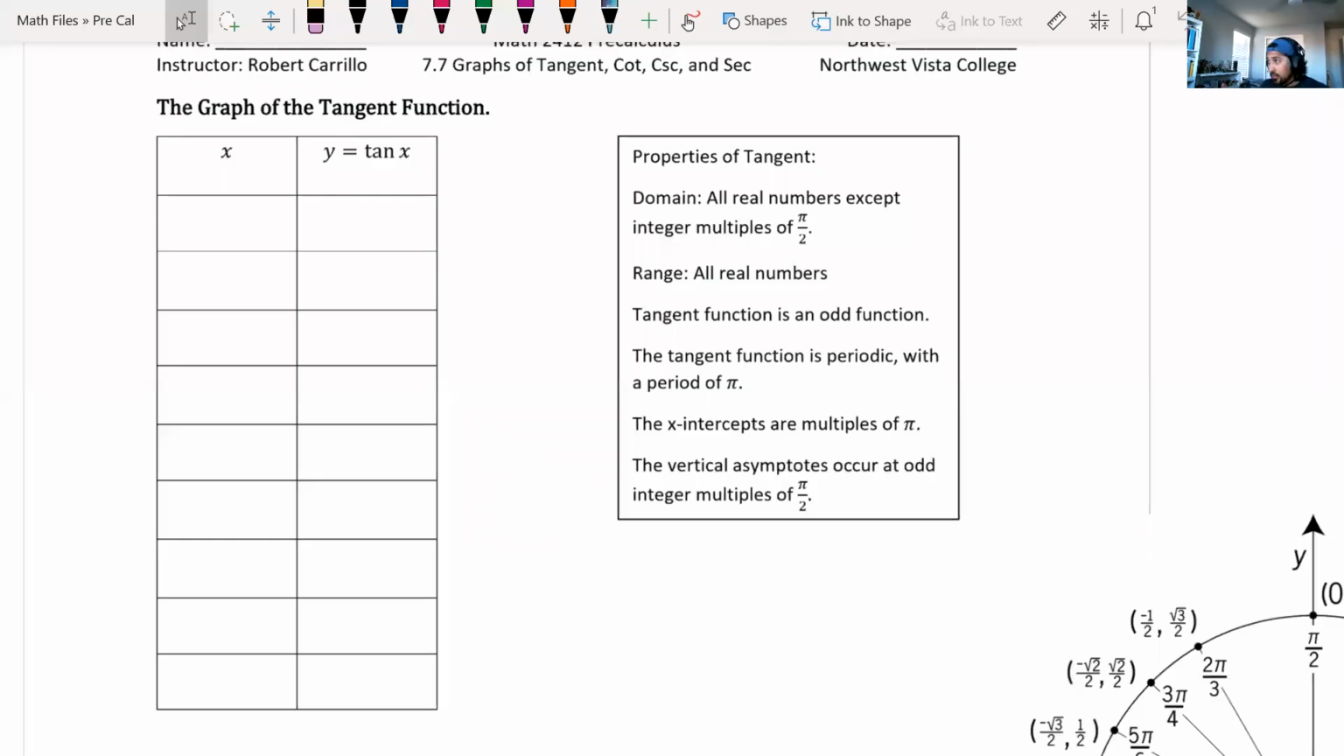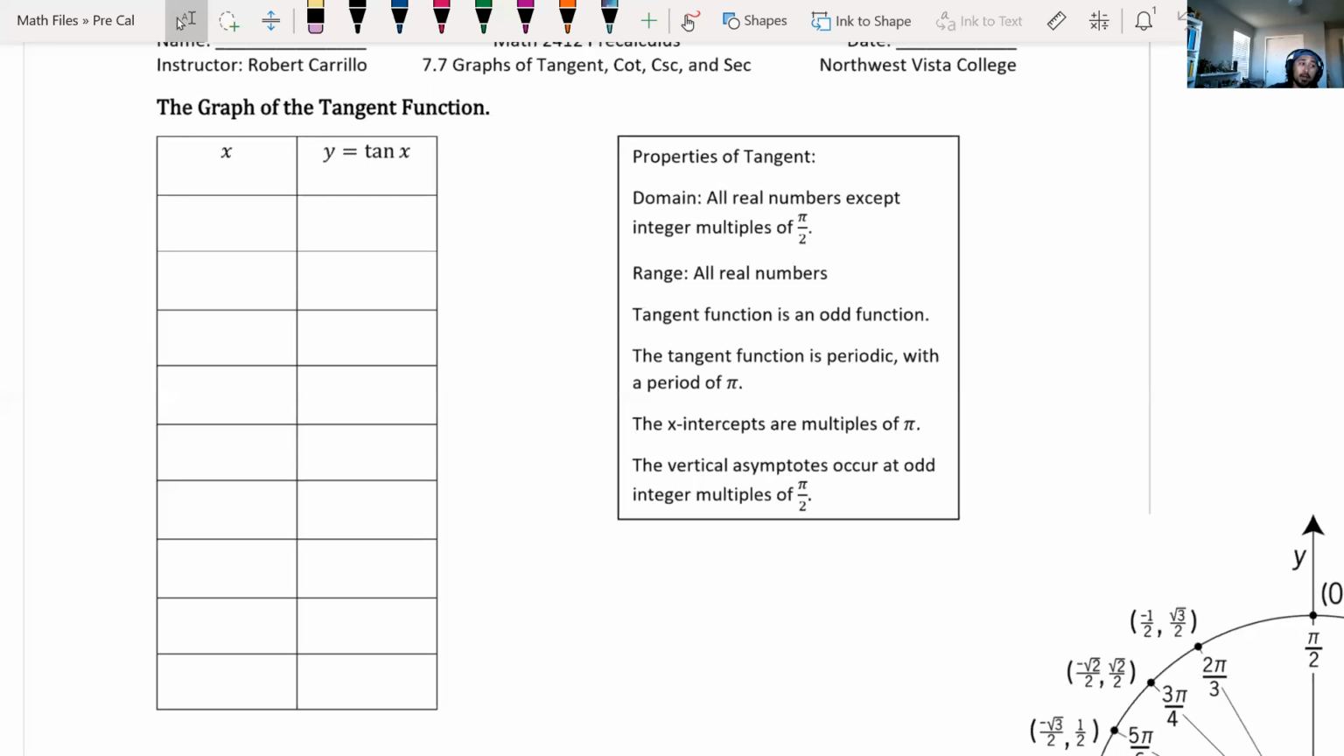So first we have the graph of the tangent function. The properties of tangent: the domain is all real numbers except integer multiples of pi over 2. The range of tangent is all real numbers. Tangent is an odd function, which means it reflects over the origin. Tangent has a period of pi. Tangent has x-intercepts at multiples of pi, and vertical asymptotes occur at odd integer multiples of pi over 2.